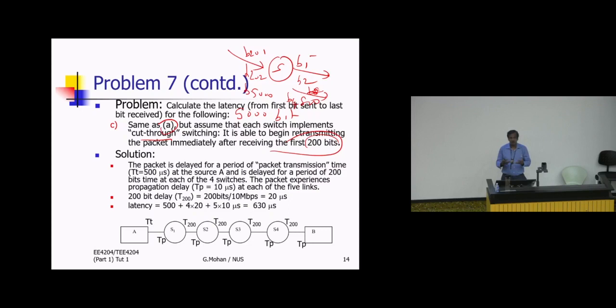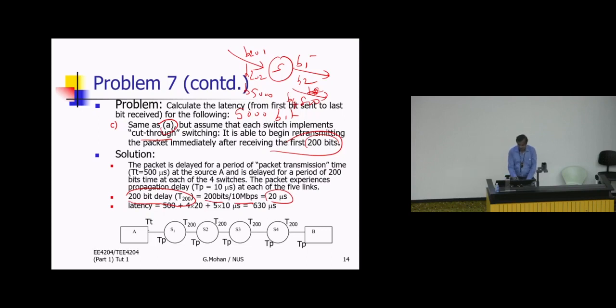The additional delay is only because of the transmission of these extra 200 bits. So the time to transmit 200 bits, let's call it T200, will be 200 bits divided by bandwidth. That means when it receives the last bit, it needs only 20 microseconds to transmit the remaining 200 bits, because it has already transmitted 4800 bits on the output link.